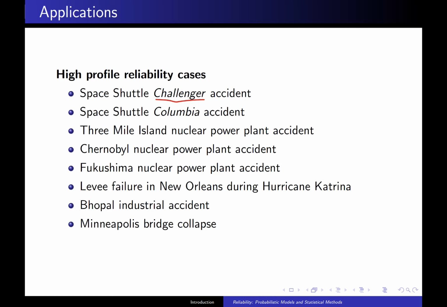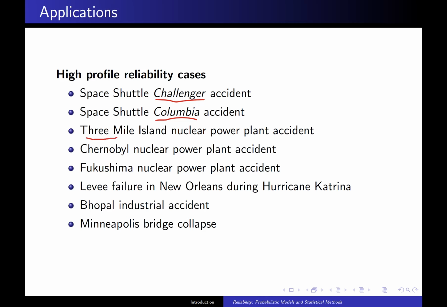Second high-profile reliability case is the Space Shuttle Columbia accident. In this particular case, as the Columbia was taking off, a piece of insulation broke loose and struck the orbiter at a high velocity. That damage to the orbiter resulted in the accident or the explosion of the Columbia upon re-entry. So it got up into space just fine, but on re-entry, that damage that was caused by the piece of insulation was what doomed its fate.